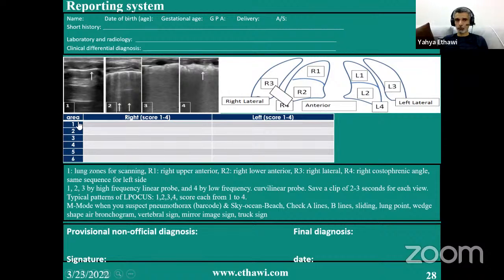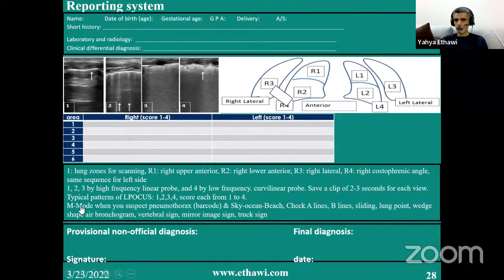Most of the time when you do numbers 1, 2, 3, 5, and 6, the best way is a linear high frequency probe. For those near the diaphragm, you can use the curvilinear and lower frequency to see deeper. And if you suspect hilar pathology, you probably need to use curvilinear.